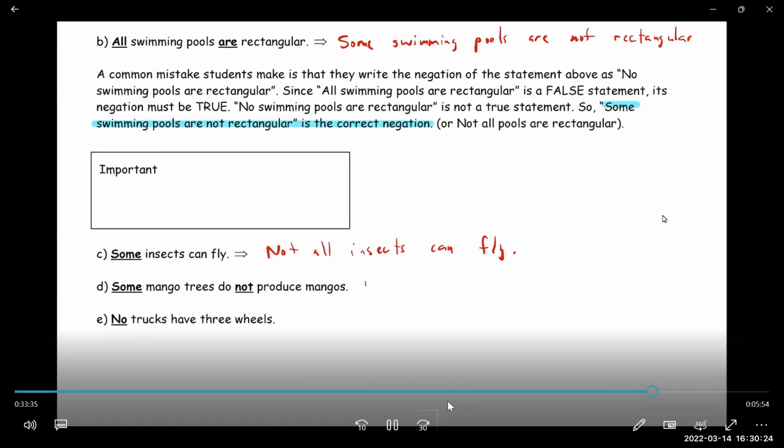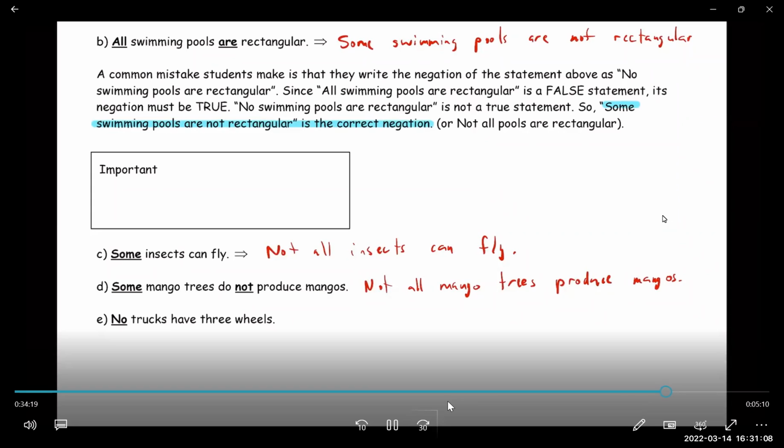Let's write it out. Not all mango trees produce mangoes. So do these two statements say opposite things? Some mango trees do not produce mangoes. Not all mango trees produce mangoes. Or are they saying the same thing, or something different? Actually, they're saying the same thing.